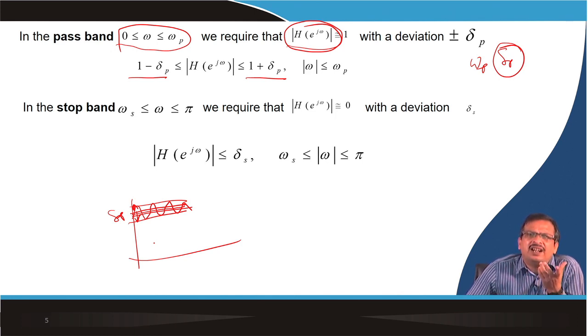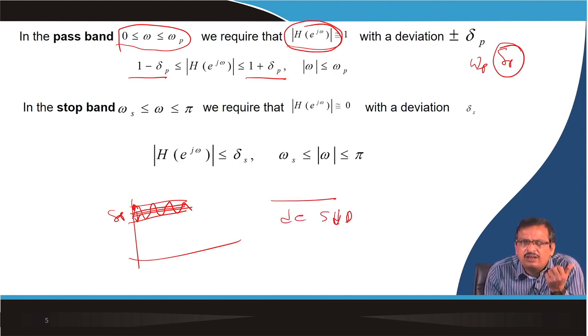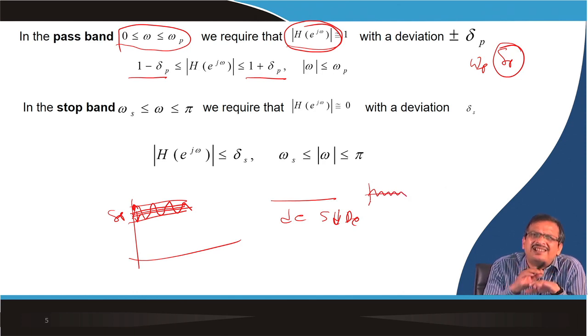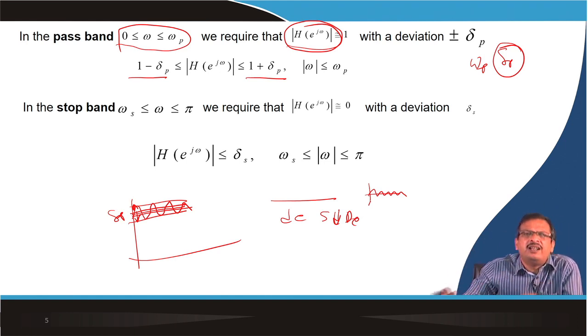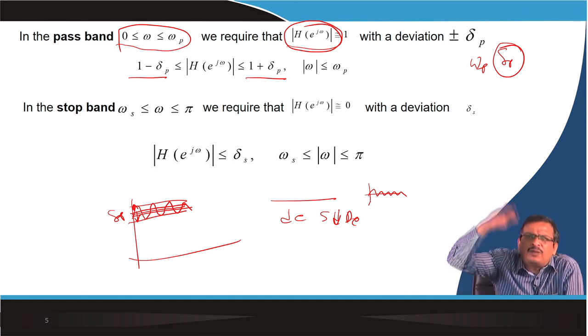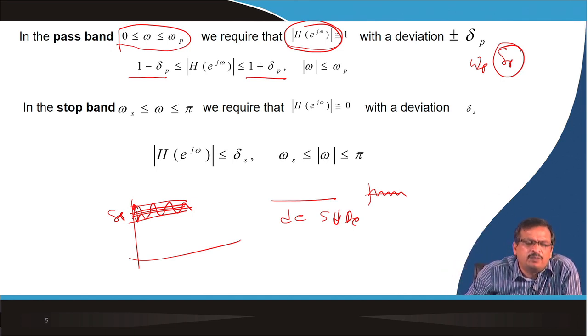When you design, I think most of the electronics engineers will know, there is a ripple in a DC converter, a DC power supply. What is the ripple? I want a constant DC source, 5 volt DC. But since I derived that 5 volt DC from an AC source, there will be some ripple. Ripple is nothing but a variation of plus minus some value around 5 volt. That is called ripple. So here also I want 1, but there will be a plus minus variation. That is called pass band ripple.